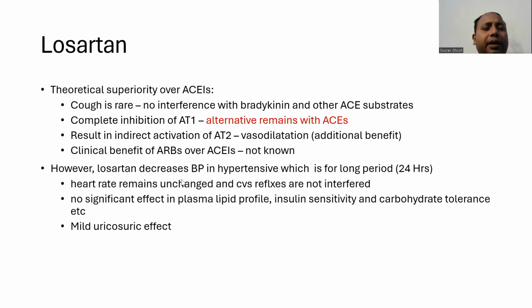If we are talking about losartan, then theoretically it has superiority over ACE inhibitors, meaning angiotensin converting enzyme inhibitors, whereas cough is rare. Complete inhibition of AT1 means the alternative pathway remains with ACE, resulting in indirect activation of AT2, meaning vasodilation. Clinical benefit of ARBs over ACE inhibitors is not known. However, losartan decreases BP in hypertension over a long period of 24 hours. Heart rate remains unchanged and CVS reflexes are not interfered with. No significant effect on plasma lipid profile, insulin sensitivity, and carbohydrate tolerance, etc. Mild uricosuric effect is there. Okay.